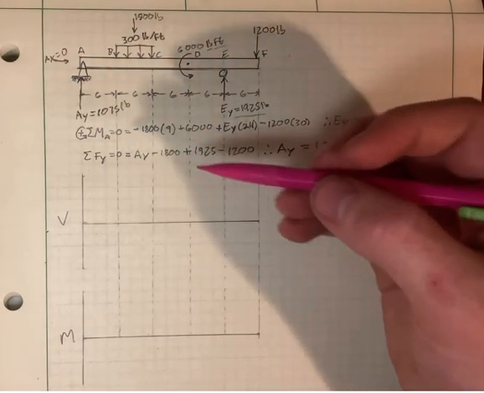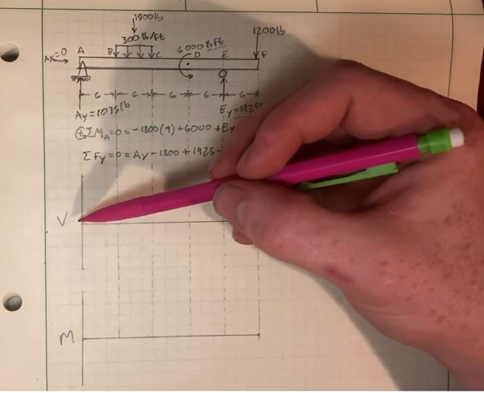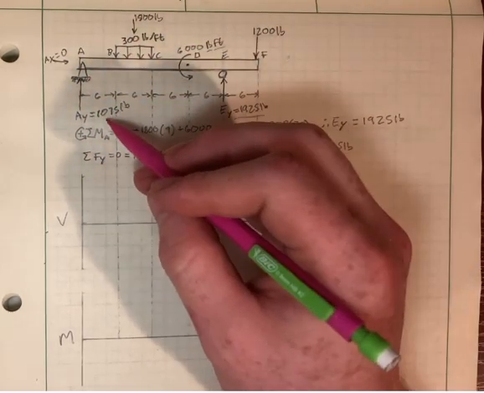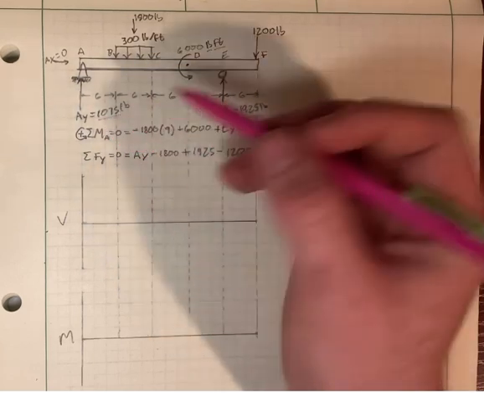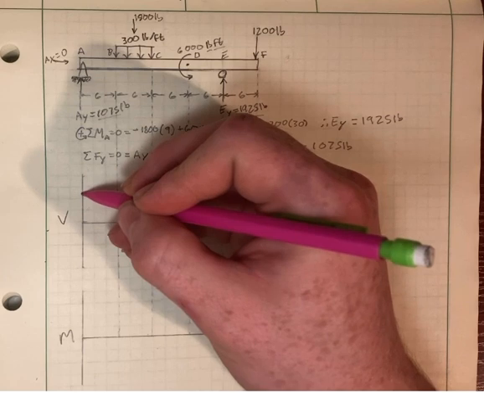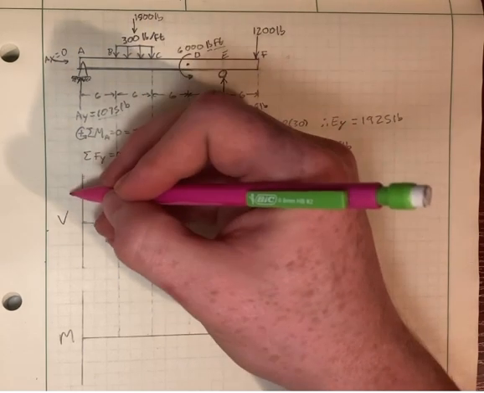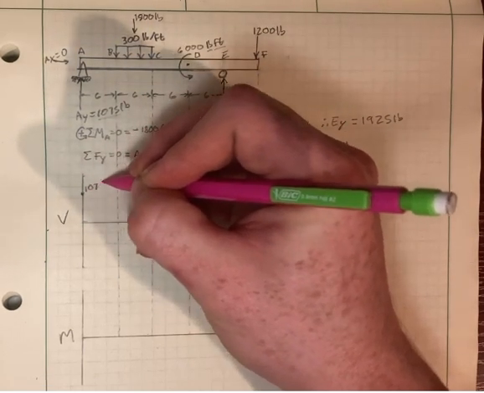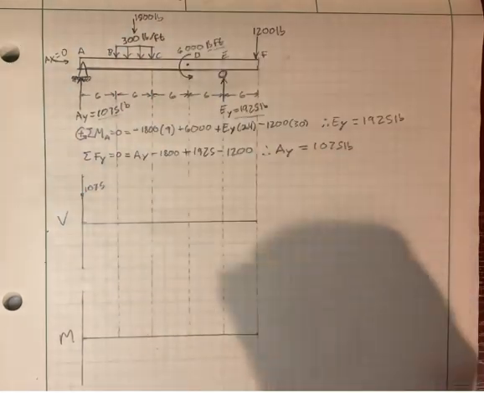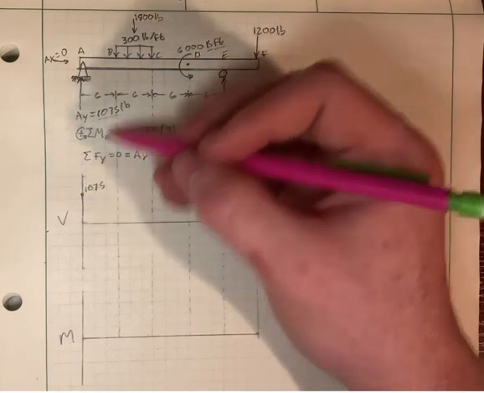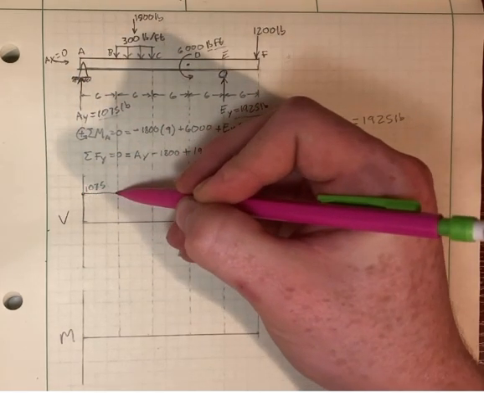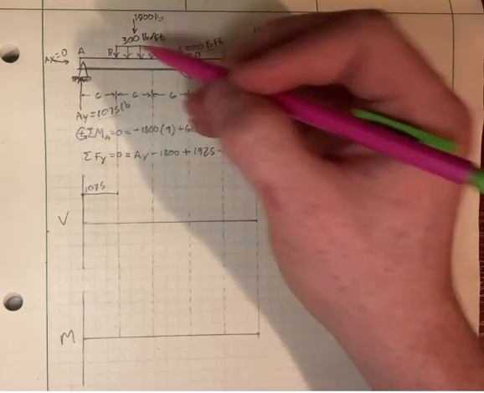Forces create shear, right? So work left to right. What's our first force? AY. Great. And how big is it? Well, it's right there. We just found that out. It's 1075. So we're going to go right, let's just go right there with it. It doesn't really matter, right? As long as you label it. So 1075. There we are. That's our first jump, because that's right at the beginning. And then over this next 6 feet, nothing happens, nothing's going on, and then boom, we run into our distributed load.